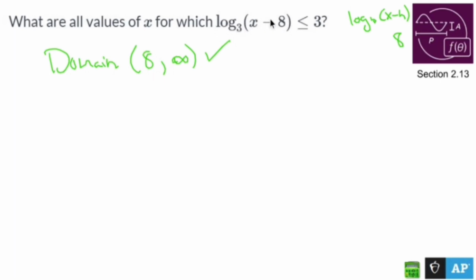Okay, now this is what I'm going to do. I care about when x is living inside the log, and I hate the way that looks. So let me rewrite this out. Log base 3 of x minus 8 is less than or equal to 3. I want to get rid of that log so I can have x no longer living inside of a log. So what I'm going to do is take 3 to the power of both sides.